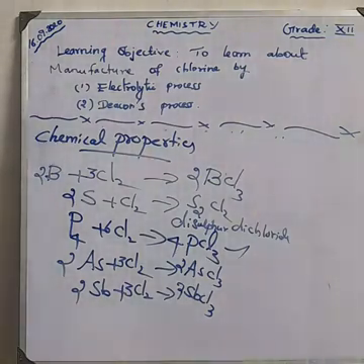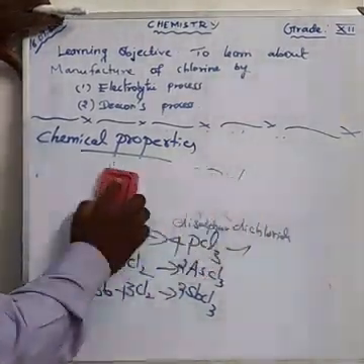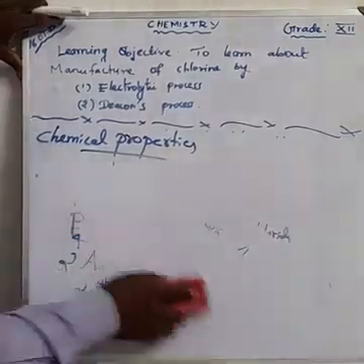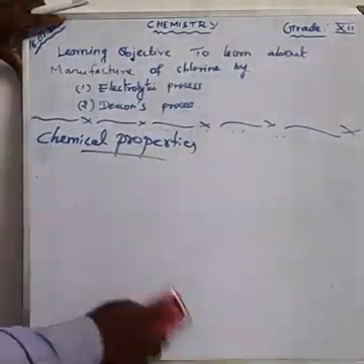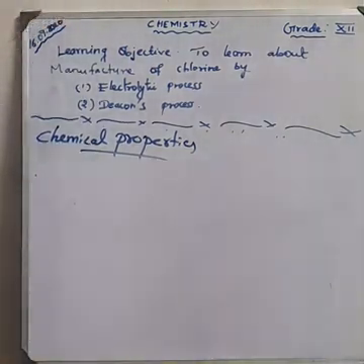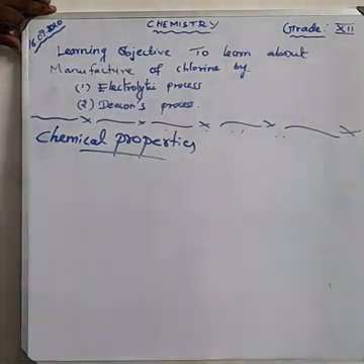Okay, next about affinity for hydrogen. Chlorine has a very good affinity to hydrogen. So it easily combines with the hydrogen to form hydrochloric acid. Okay, it has a very high affinity to hydrogen. Because then bond with turpentine.